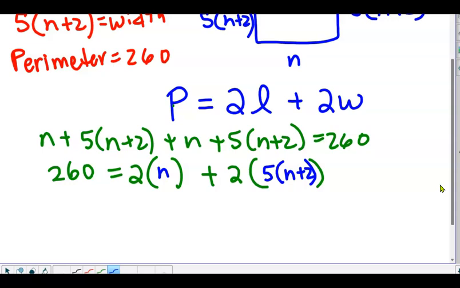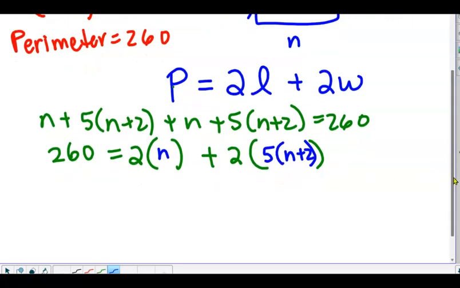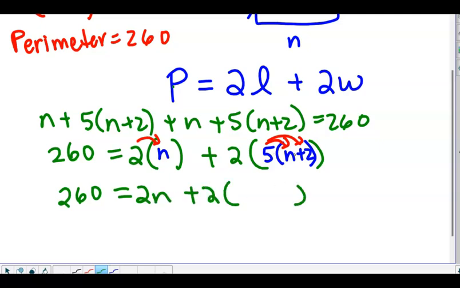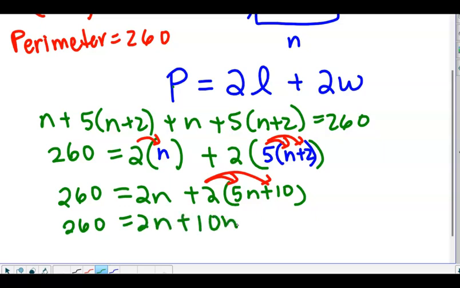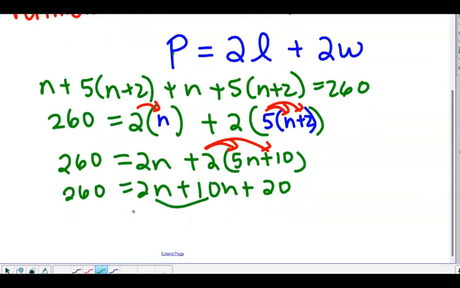I'll use the bottom one here, the formula one, since I have space underneath it. And I'm going to start by distributing this and distributing that, but not distributing him yet. So my next step will be 260 is equal to 2n plus 2 times whatever this blue and red work is, 5 times n plus 10. Now I can distribute this too. So the perimeter is equal to 2n plus 10n plus 20. So now I'm going to keep going, and I'm going to get 260 is equal to 12n plus 20.